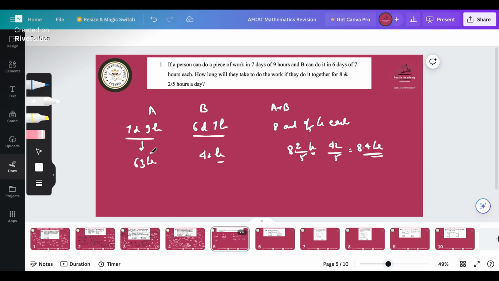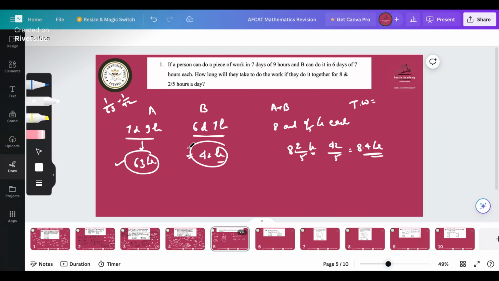So basically A completes the work in 63 hours and B completes the work in 42 hours. If they work together, how much time will they take? What did I teach you? How did I teach you? LCM method. The LCM method is that we assume the total work. We won't do something like 1 by 63 plus 1 by 42 here. Instead, we'll try to find what the total work is. To find the total work, we'll get the LCM of this and this.